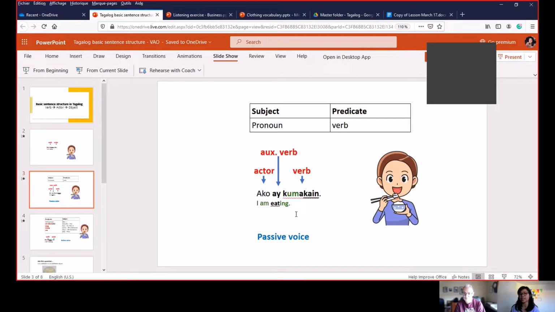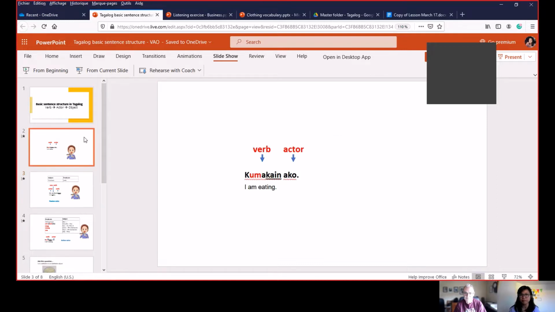So here we have ako ay kumakain. Like I said, this is still I am eating. But we have the actor first, and then the auxiliary verb and then the verb. It looks very similar and you can make sense of it, and it connects directly to English. But like I said, this is the structure that you will see in books or on TV when you have those scripted dialogues. But if not, this is what you will see: kumakain ako.